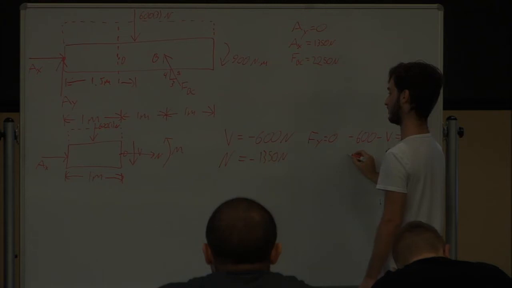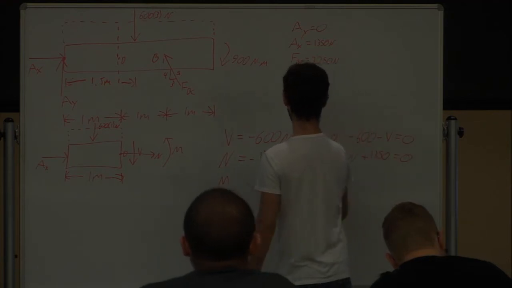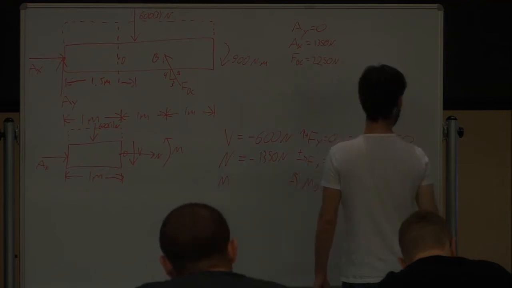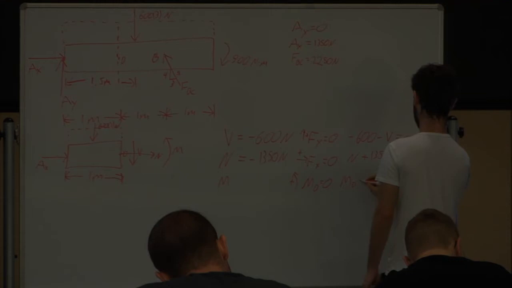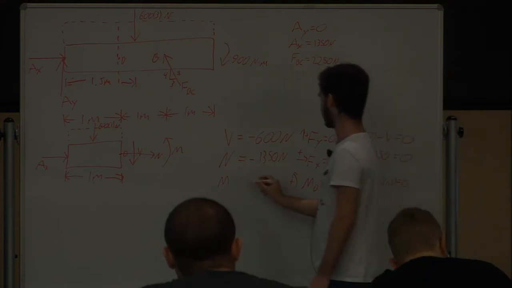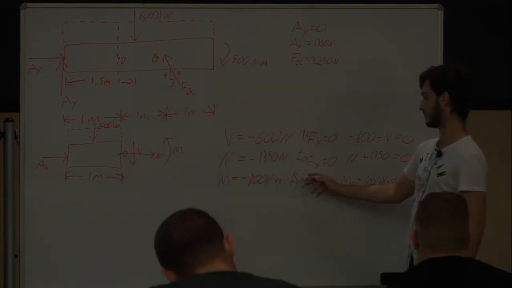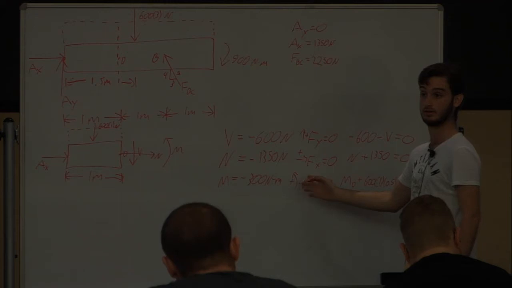Then moment about D. So what does this give me for my moment? Yeah, seems about right. Negative 300. And we have it counterclockwise over here. So once we get a negative, that just tells us it's clockwise.